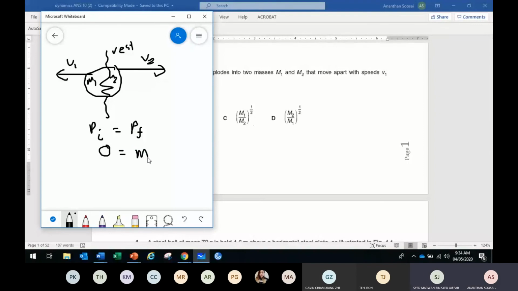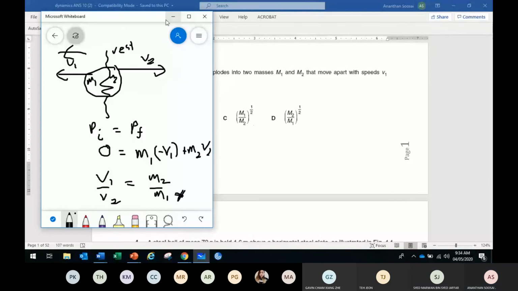So M1 V1 has to be negative because, look at the diagram, V1 is moving to the left, so V1 will be negative, plus M2 V2. So this is the formula. The question is asking for V1 over V2, right? So from here, you rearrange V1 over V2. You get M2 over M1. This is the answer. So you get B's answer.